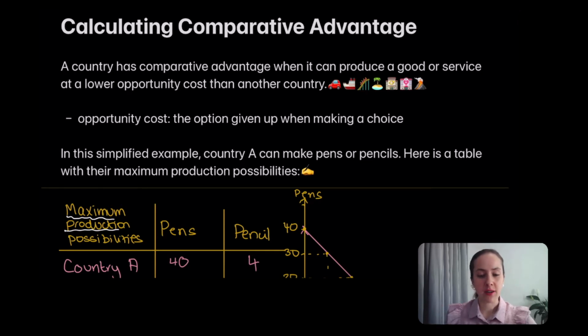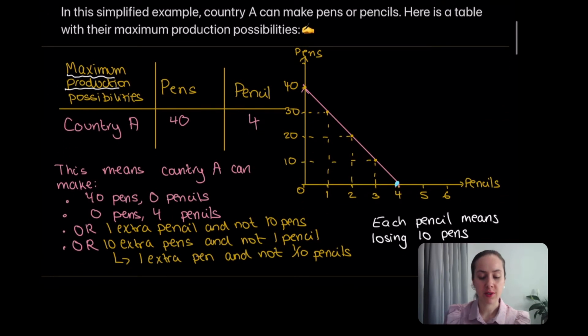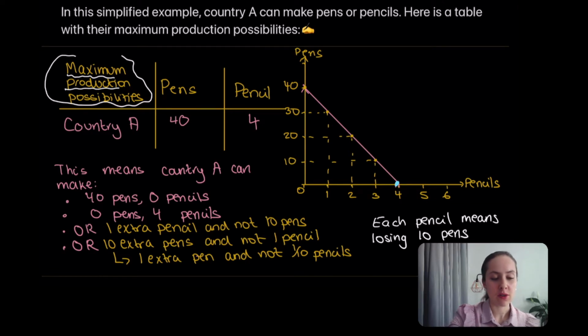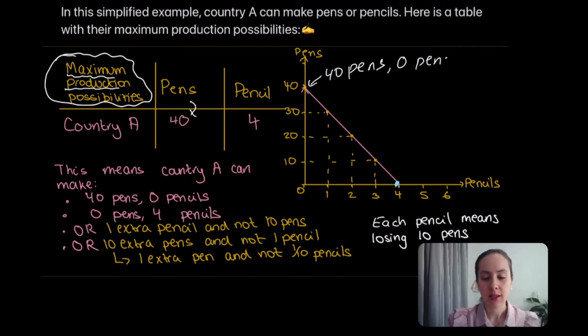And I've got a table here showing maximum production possibilities. And that's super key to highlight. What does that mean? That means what you see here, country A can make supposedly 40 pens. That means using all of its resources. So at the most, country A can make 40 pens, and it cannot make any pencils because it's used all of its resources in making pens. That's what this table shows.